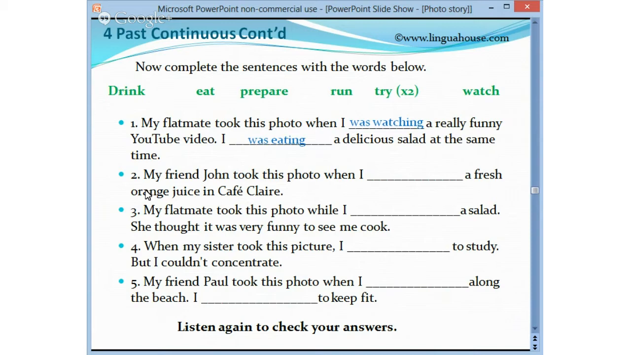Check out my photo. It's number four, past continuous. We're doing the sentences, but it is also on the slide share. Can you see it on the screen? Okay, so number two.